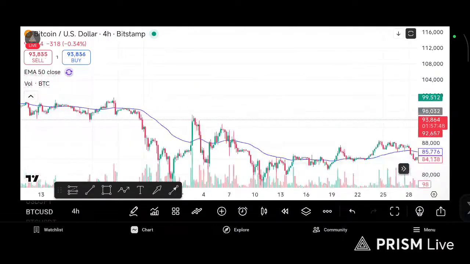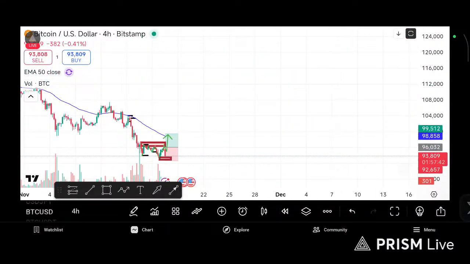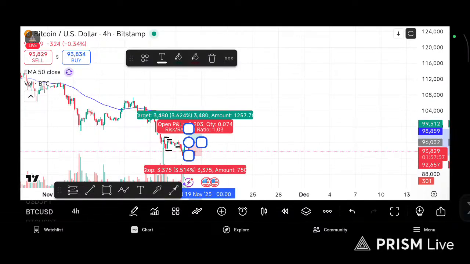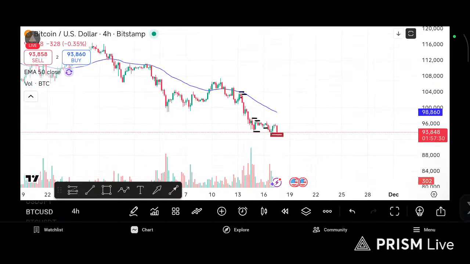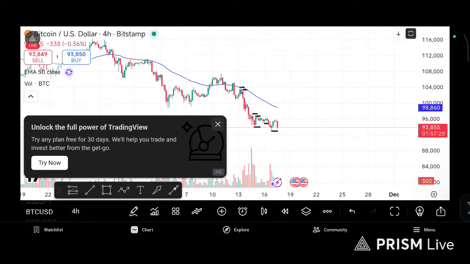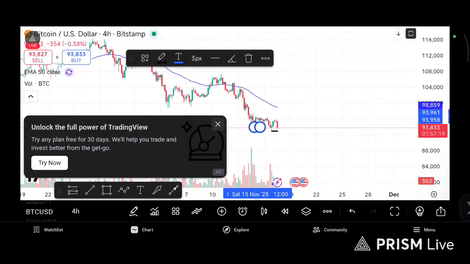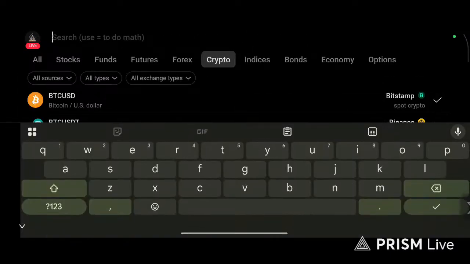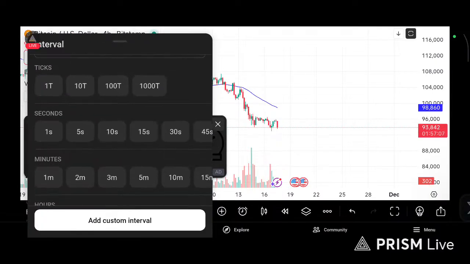Another one here. So that is it. We're moving to our class today, talking about the point of interest in all charts. Point of interest. This is a 4 hours time frame. Let's go to the 1 hour time frame.